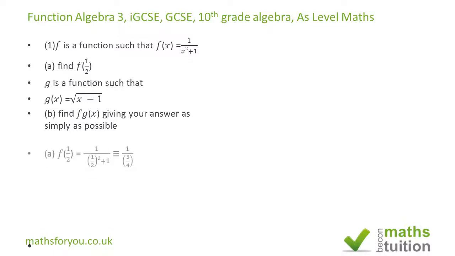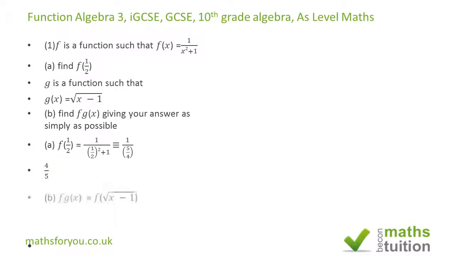Right, for the first one, we need to substitute a half into this function. So you replace x squared by a half squared, plus 1. And a half squared is a quarter, and a quarter plus 1 will give us 5 over 4. If we then invert, the answer is going to be 4 over 5. So f of a half is the same as 4 over 5.